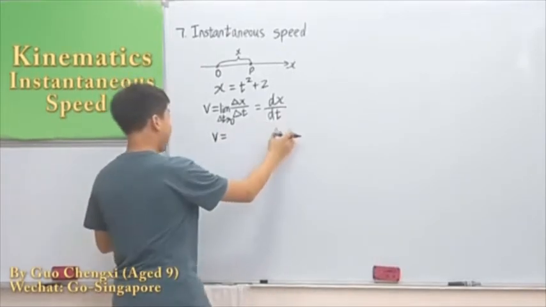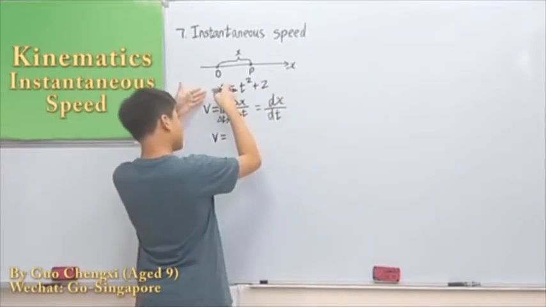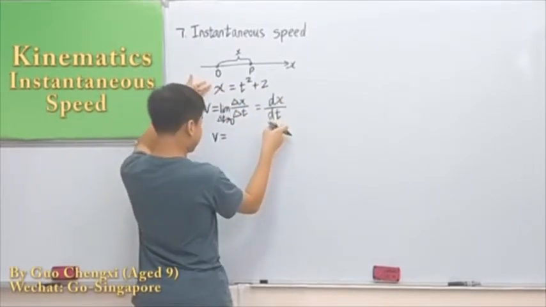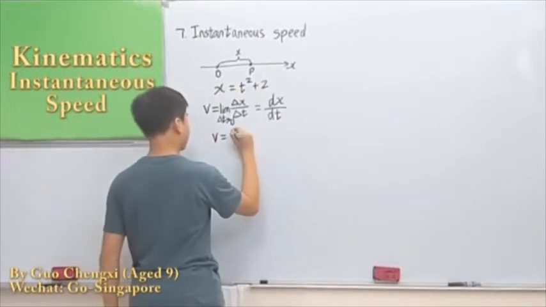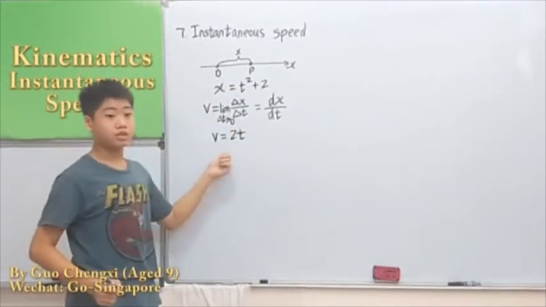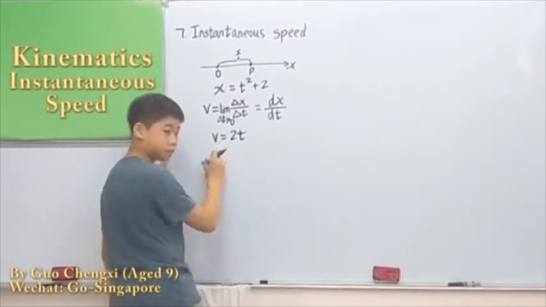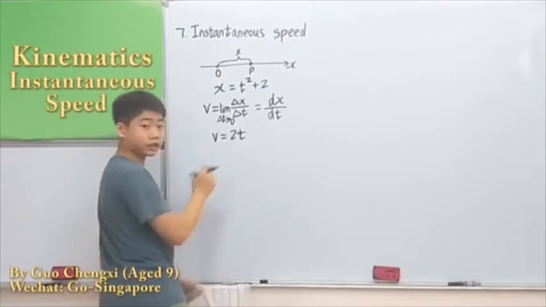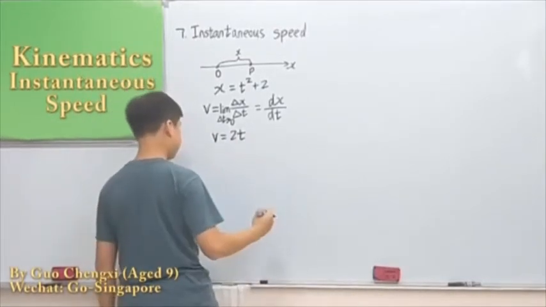That means you also have to differentiate the other parts. We differentiate x with respect to t on one side, so the other side is also differentiated with respect to t. What you get is 2t. So this velocity, this speed, is actually 2t, 2 times the time.